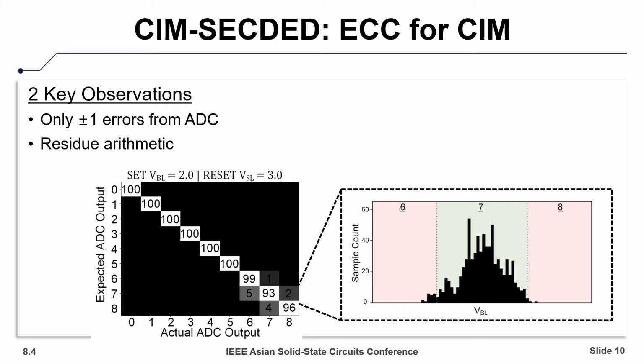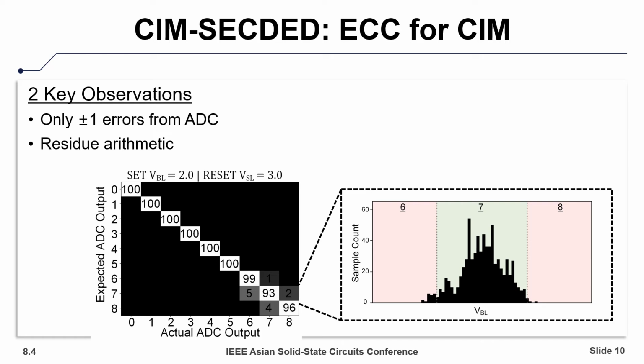So when reading 8 word lines and 7 cells are in LRS, we get this histogram. What we find is that some percentage of the time we get errors, which is where samples occur outside the reference voltages for 7. But these errors occur only for 6 and 8, and they barely make it into these regions. Therefore, we can assume that errors will occur only plus or minus 1 from their true results.